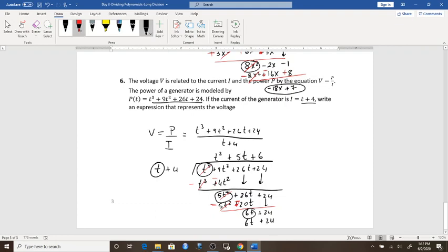We change the sign. And notice how everything simplifies in this case. This cancels out, so we get a remainder of 0. A remainder of 0 means that our answer is only given by the quotient, which is T squared plus 5T plus 6. Okay? So since we want to find the voltage, it is T squared plus 5T plus 6.